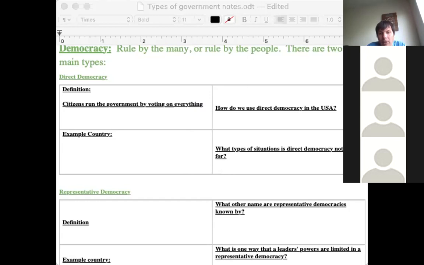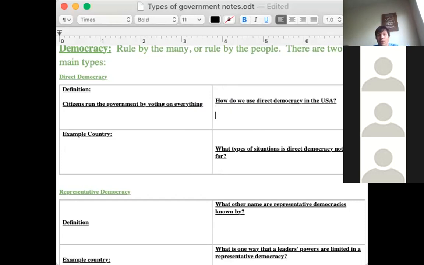Now, you said that the United States does it. Do we do it for everything? No. We have some direct democracy in this country, but we're more of a representative democracy. Yeah. Which leads us into this question: how do we use direct democracy in America?